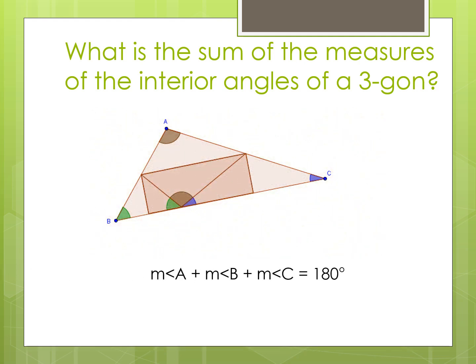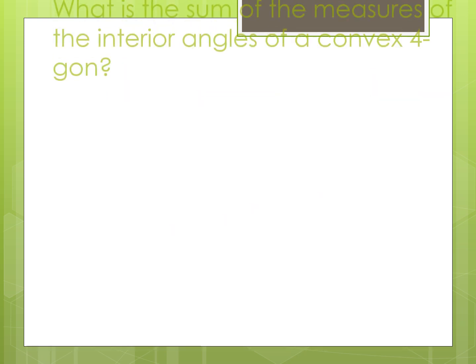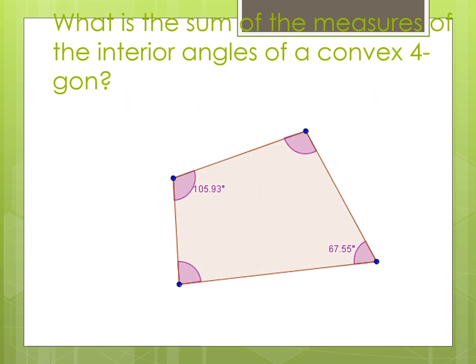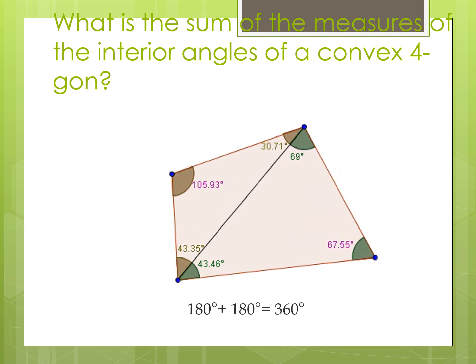What is the sum of the measures of interior angles of a triangle? The sum of the measures of the three angles inside the triangle, or the three-sided polygon, is 180. What is the sum of the measures of interior angles of a convex four-sided polygon? So we could say 180 plus 180 degrees, and that is 360.